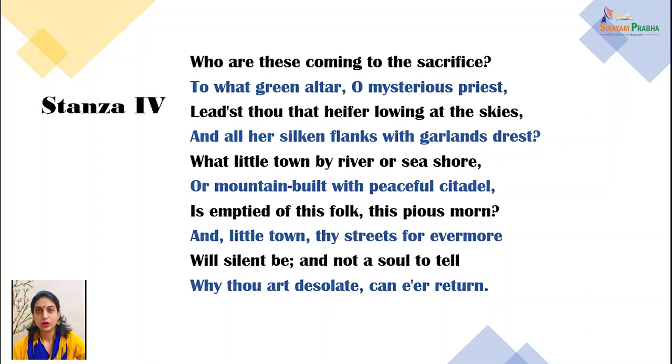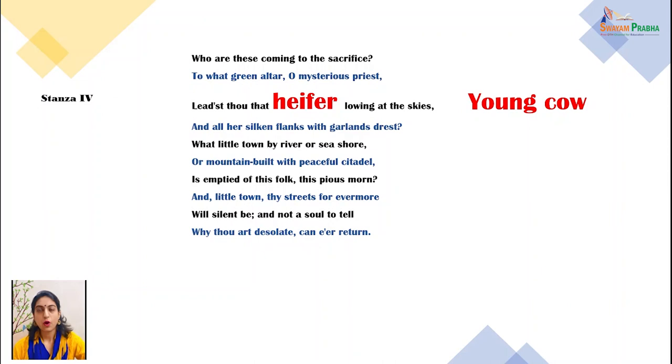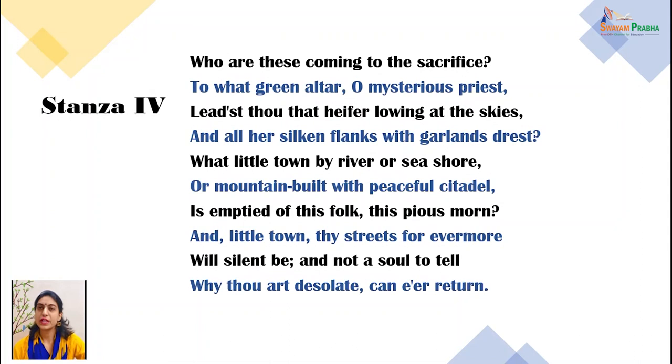for sacrifice. So a heifer is a young cow, and probably there is some procession or gathering shown there that makes the poet question in the first line, who are these people or who are these men coming to the sacrifice? And then the priest leading the heifer, which is decked up with garlands and lowing at the skies. Lowing is mooing, or the low noise that a heifer makes, gives the poet the idea of this religious practice in which an animal is sacrificed as an offer to the deity by the whole community.